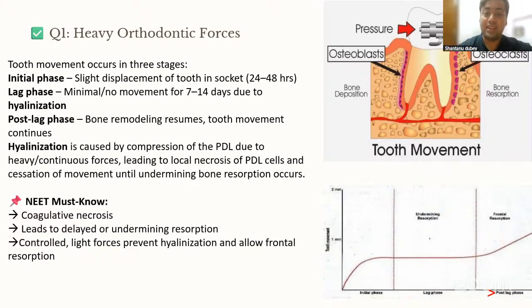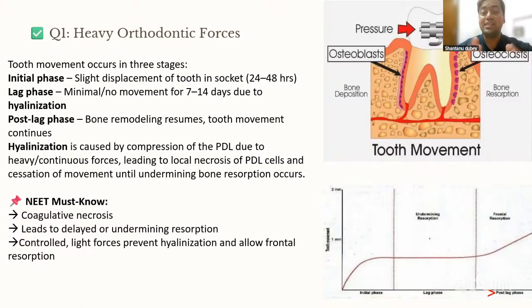So cell death due to ischemia. And this cell death is represented by hyalinization. Hyalinization is simply, hyaline means glass-like. So the nucleus fades away, which is the first sign that the cells are dead, and the cytoplasm becomes glass-like. So there is local necrosis of the PDL cells on the pressure side.